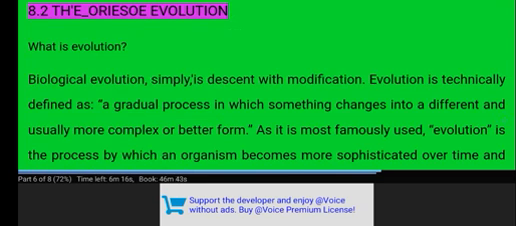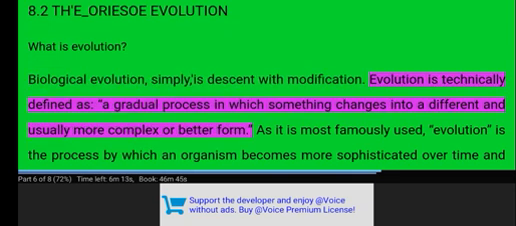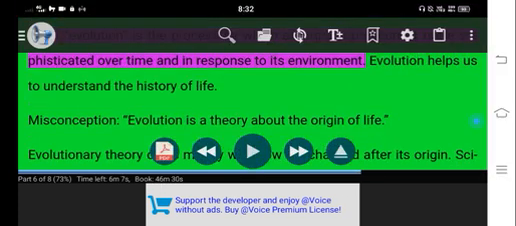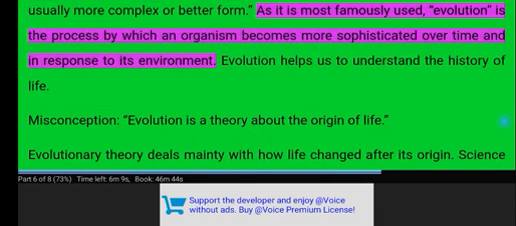Evolution. What is evolution? Biological evolution, simply, is descent with modification. Evolution is technically defined as a gradual process in which something changes into a different and usually more complex or better form. As it is most famously used, evolution is the process by which an organism becomes more sophisticated over time and in response to its environment. Evolution helps us to understand the history of life.